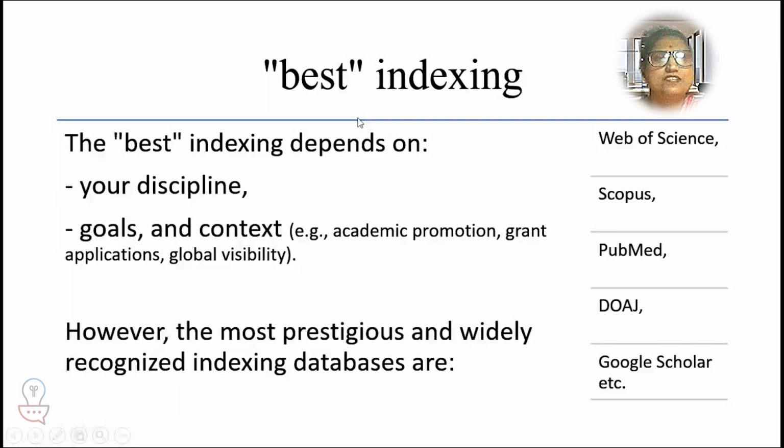Now, as we are already familiar with various indexing, the question is how to select and which is the best indexing. The best indexing depends on your discipline, your goals and context. However, the most prestigious and widely recognized indexing databases are Web of Science, Scopus, PubMed, DOAJ, and Google Scholar.